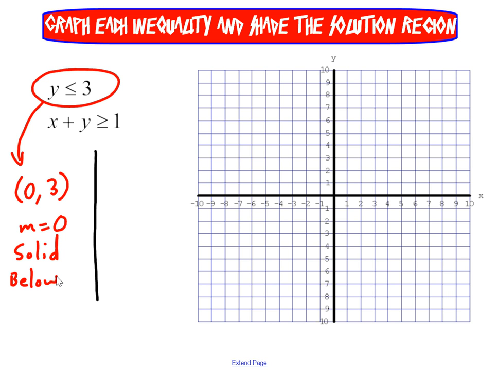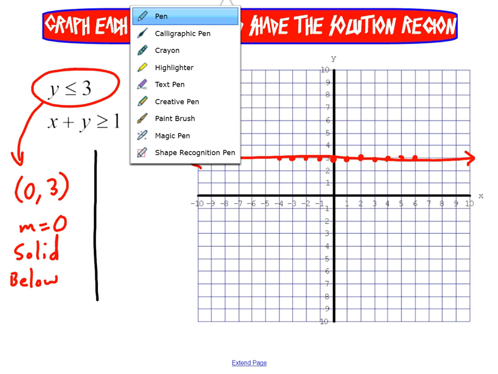So my y-intercept is 0, 3. My slope is 0. That means rise 1, run 0. So it's going to look like that. It's going to go forever in both directions. This is just graphing a line. Connect that in a solid line. And then we said it's going to be shaded below.